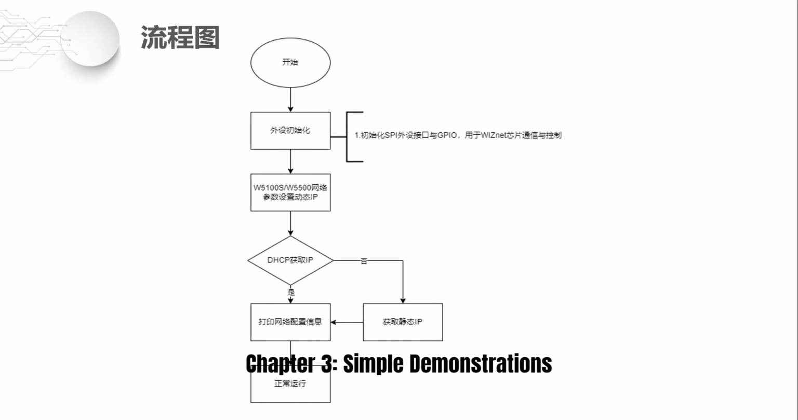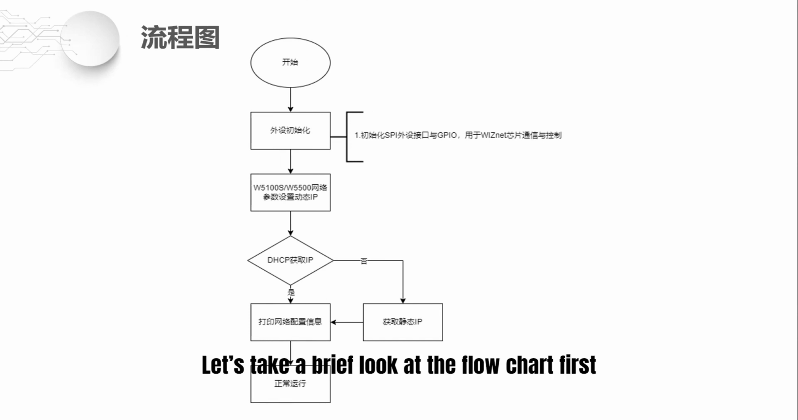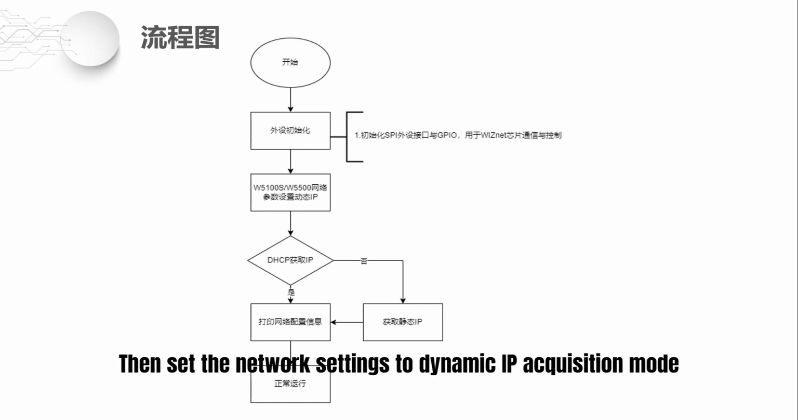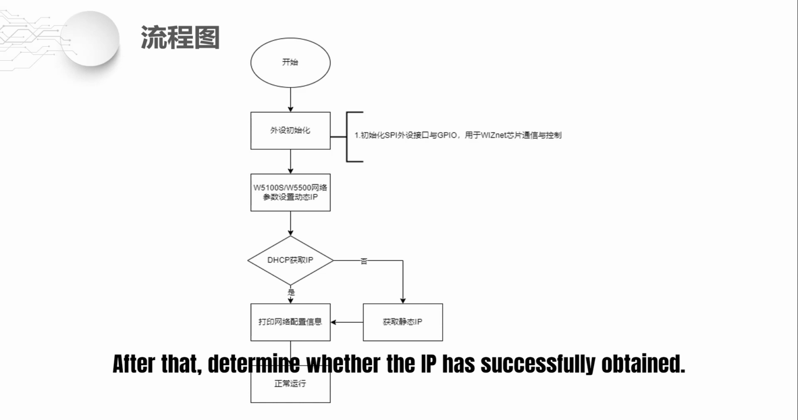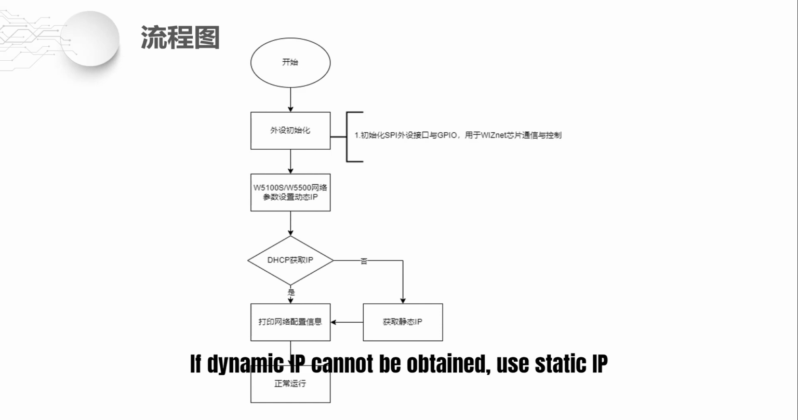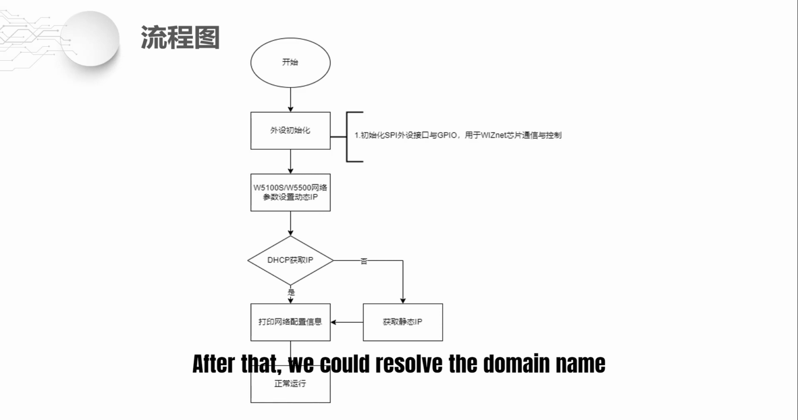Chapter 3. Simple demonstrations. Let's take a brief look at the flowchart first. First, initialize the SPI-related pins. Then set the network settings to dynamic IP acquisition mode. After that, determine whether the IP has been successfully obtained. If obtained, print the obtained IP information. If dynamic IP cannot be obtained, use static IP. After that, we can resolve the domain name.